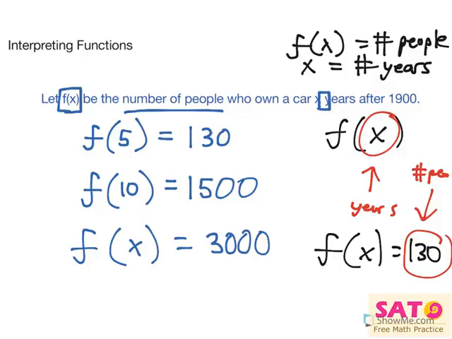So we can make a very good educated guess that it would be in the year 1920, assuming that this is linear, but obviously it isn't, because 130 times 2 is not 1,500. So we can pretty much say that x is at least 10 years. Assuming from this path, it would be probably next year.